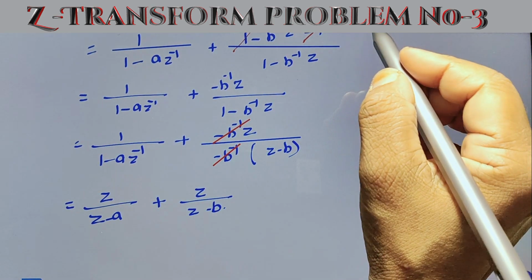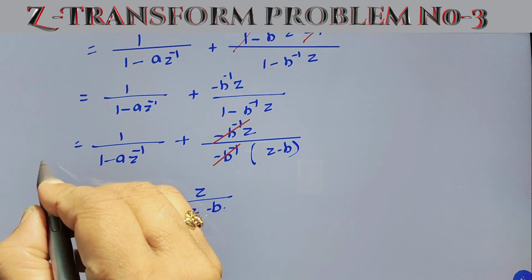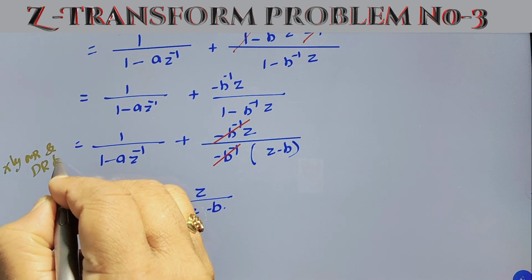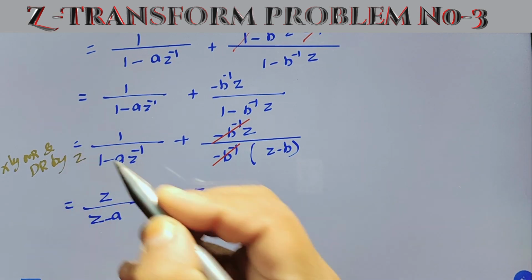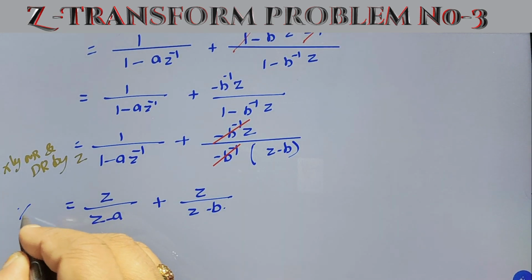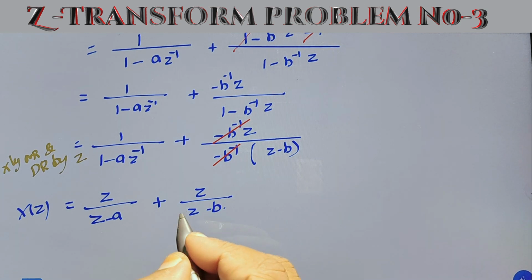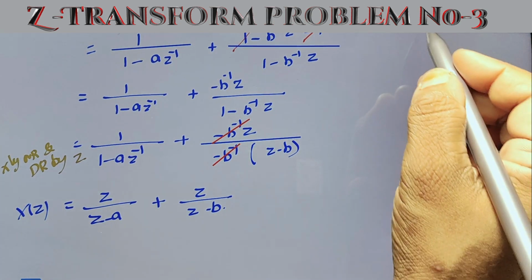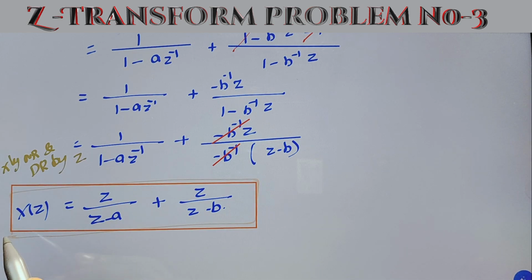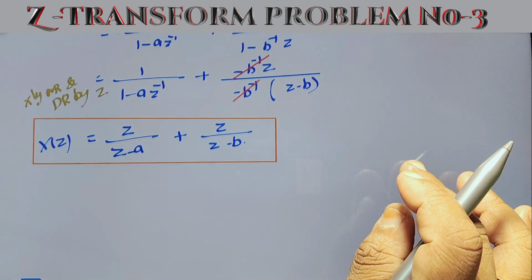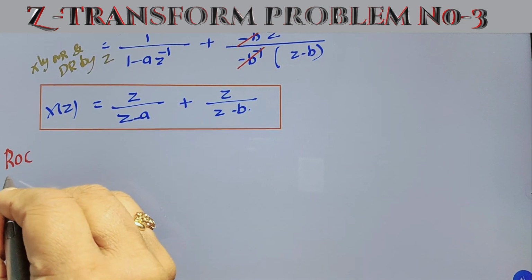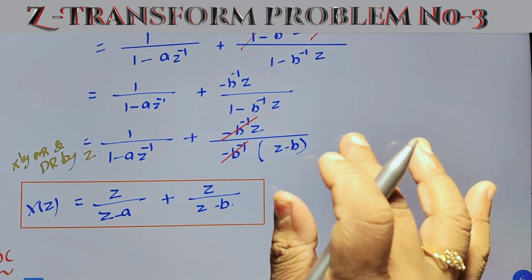Here, multiply numerator and denominator by z. Then we get the step: X of z equal to z by z minus a plus z by z minus b. This is for X of z. Next, find the ROC. Here write the ROC. It's a very easy step.